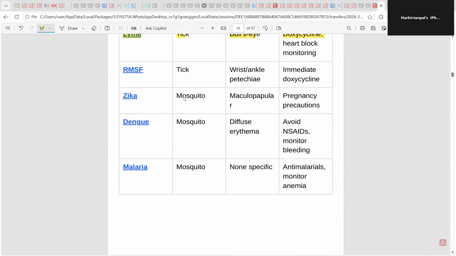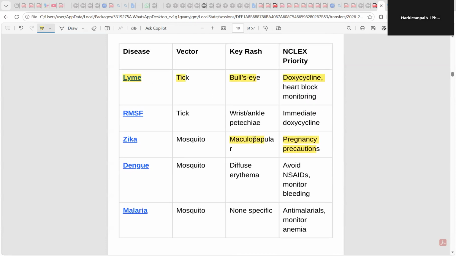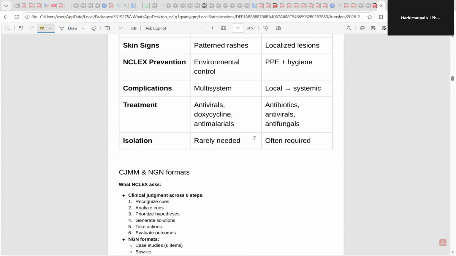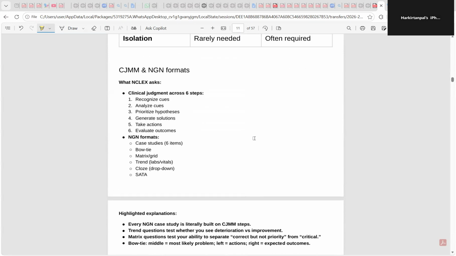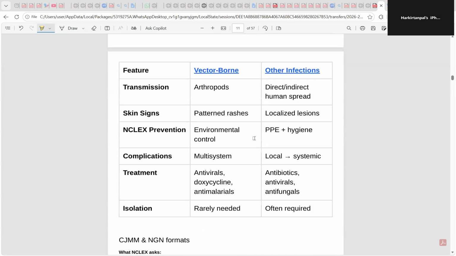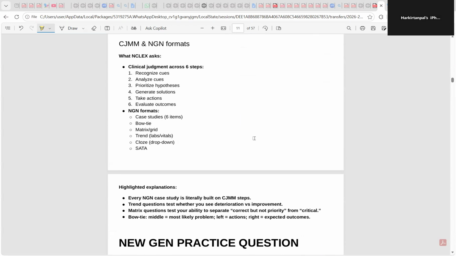Zika virus also, it is a mosquito-borne disease. The pregnancy precautions need to be known, but that is not that much, and the rash is a maculopapular rash. The Lyme disease is important. I did a question on Lyme disease as well yesterday. Lyme disease is an important one, and I will do questions here and there.